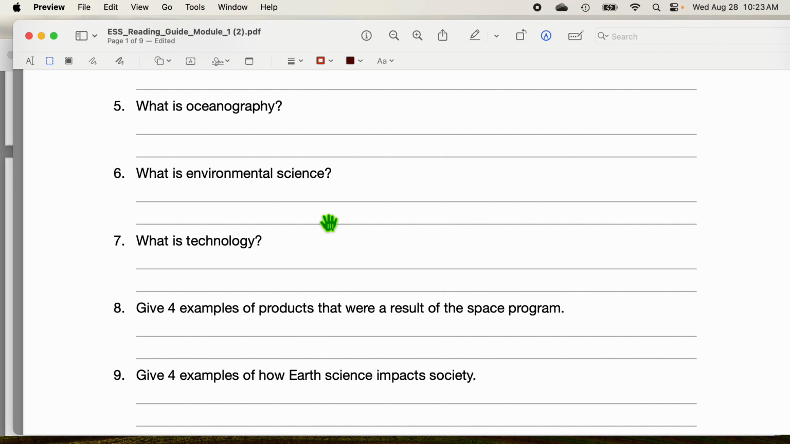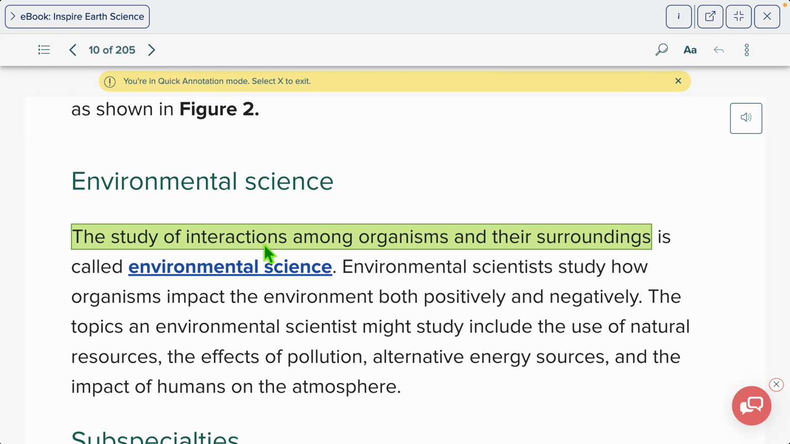Then what is environmental science? Environmental science is kind of like the baby of these. All these others are much older. Environmental science is only about maybe 100 years old, something like that. The study of interactions among organisms and their surroundings is called environmental science.